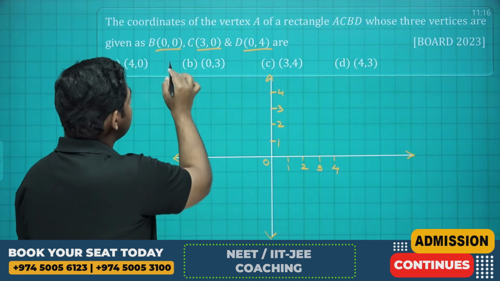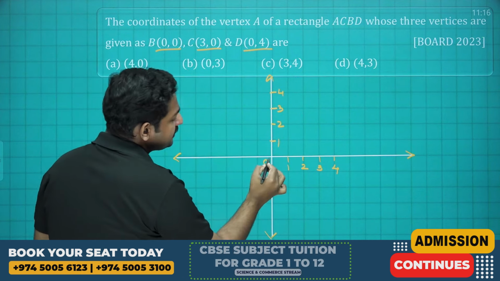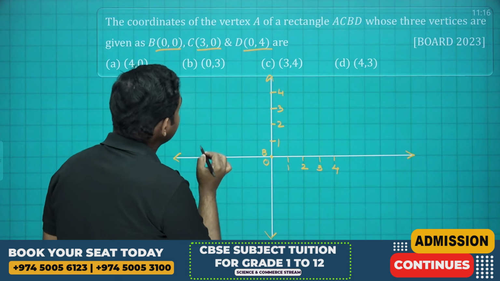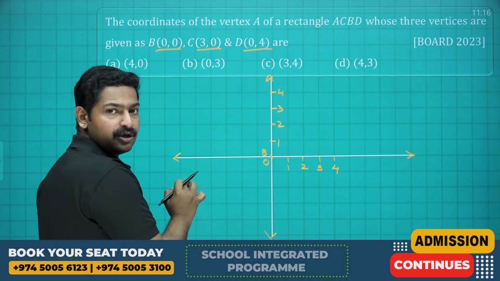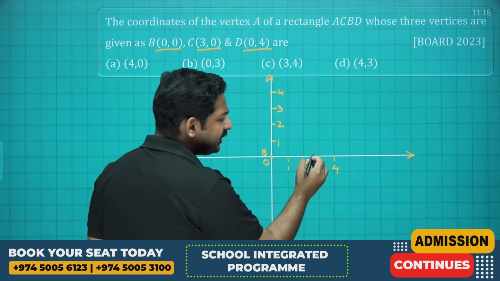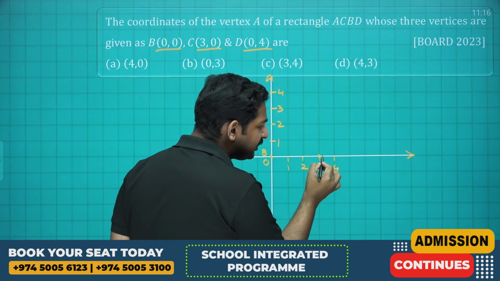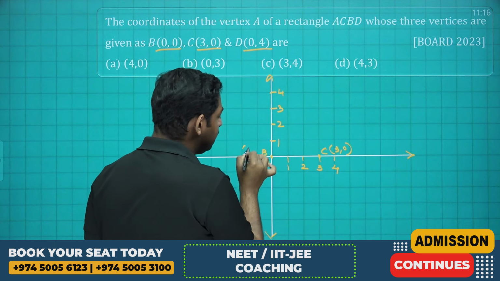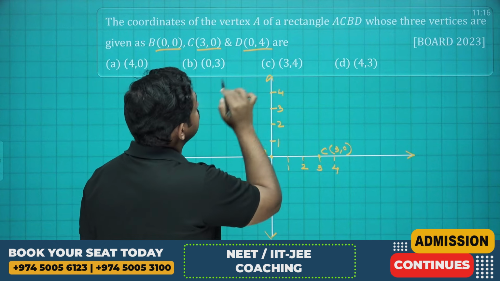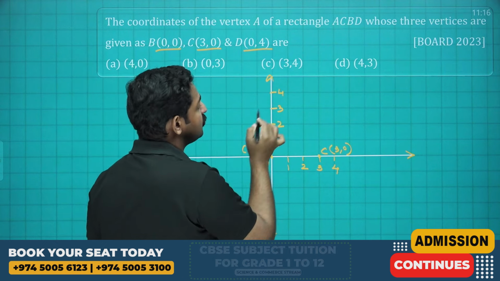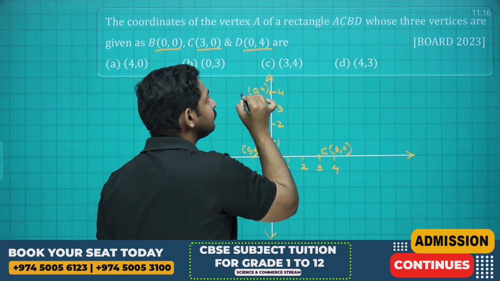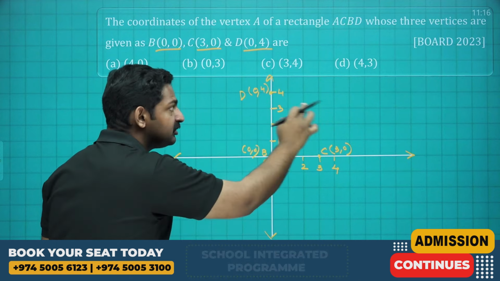So first point is 0, 0, B. B (0, 0) means it is the origin itself. So this is B, correct? Next is C (3, 0). So (3, 0) is this point, correct? This is C (3, 0) and this is B (0, 0). And which is the next one? D is given (0, 4). So (0, 4) means this is the point D. Correct. So the 3 points we plotted.